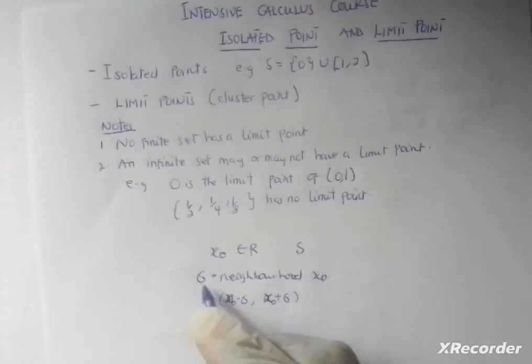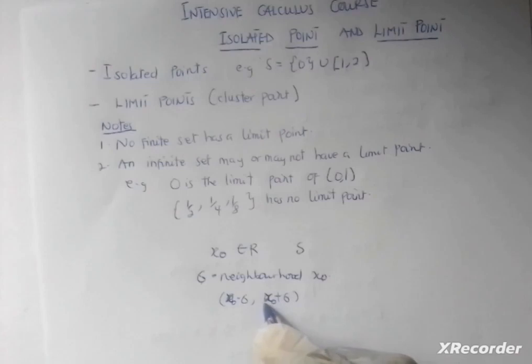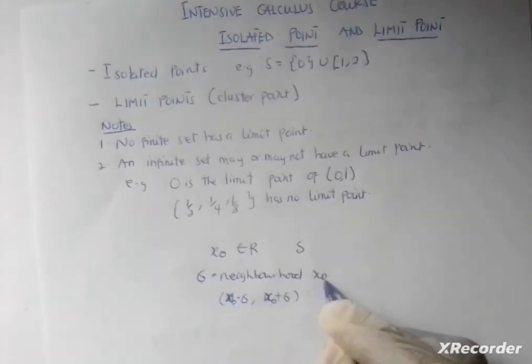So for any delta I choose, if that point is not isolated from its members in the group, then I should find other members in it. That is the basic meaning. So if I choose any neighborhood of my x naught, I should find other members. If I don't find any other member, then x naught is an isolated point.